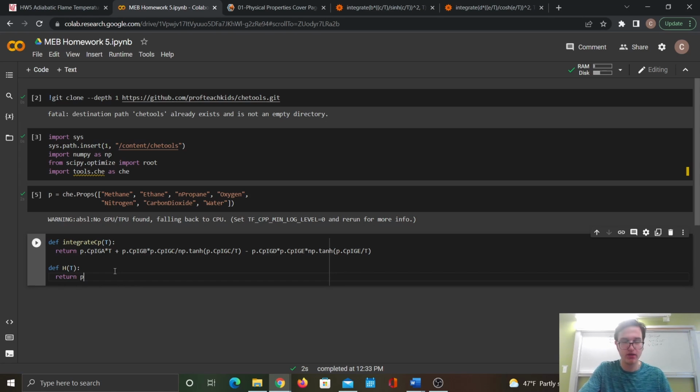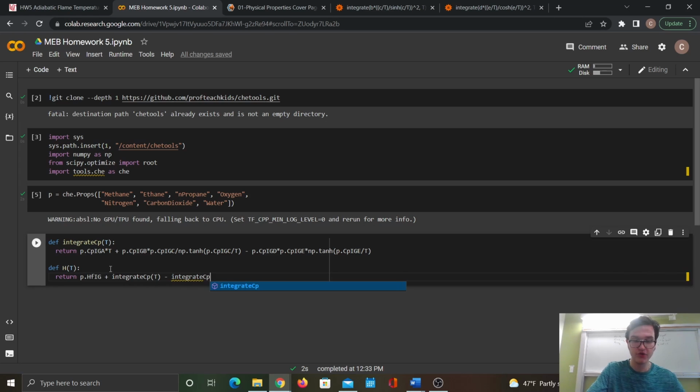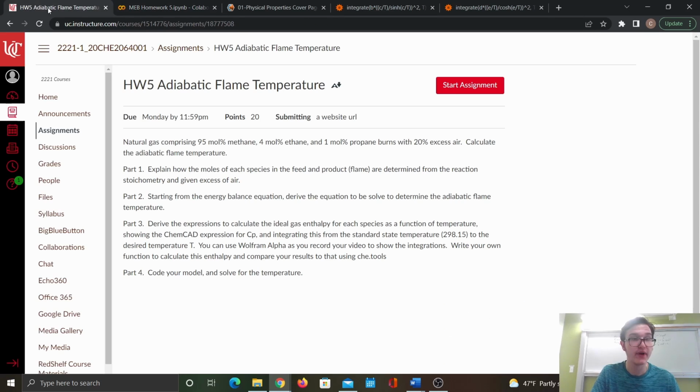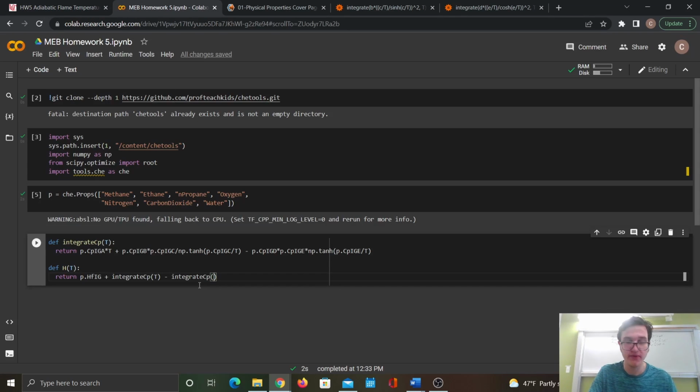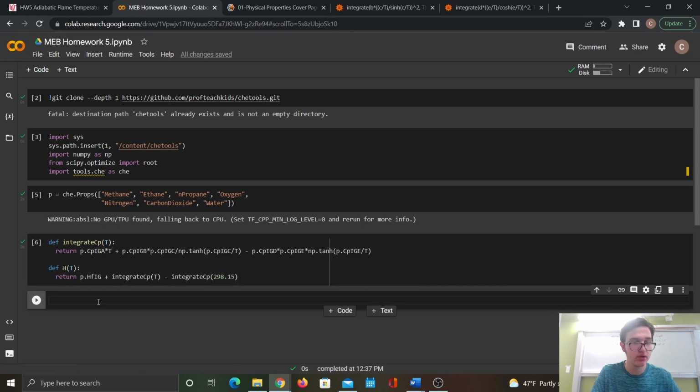So this is going to be P dot heat of formation of an ideal gas plus, we now want integrate_Cp at temperature T, minus our initial temperature, which if I look in the homework, is 298.15. Now if I hit Shift Enter, it runs.